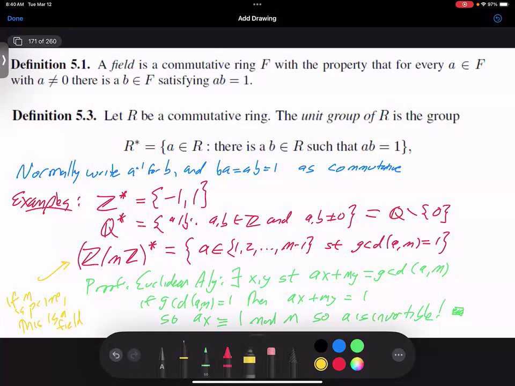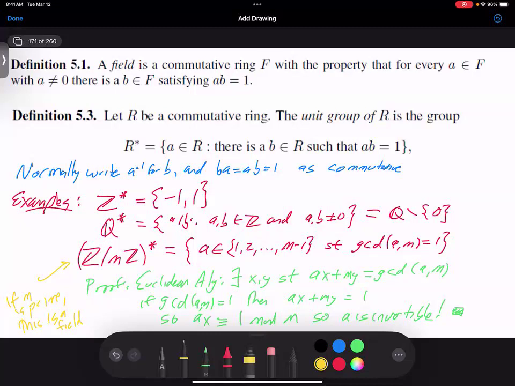So we have the reals, we have the rationals, we have Z mod pZ. These are all going to be fields. The non-zero elements are invertible. What about the integers? Is the integers a field? Are the non-zero elements invertible? Not in the set. So does 2 have an inverse? Yes, but does that inverse live in the integers? No. So if I just look at the integers as my set, then it's not closed under inverses. The inverses don't live there.